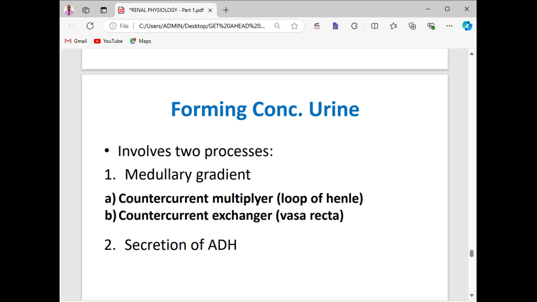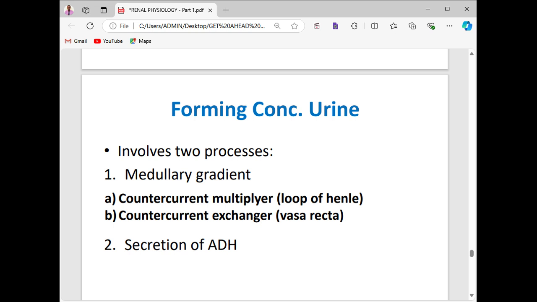We have the descending limb of the loop of Henle, where water and ions, that is sodium, potassium, and chloride, freely diffuse out, and when they diffuse, they increase the interstitial osmolarity. Then the thick ascending limb has to do with active reabsorption of sodium, potassium, and chloride ions without water, which further increases interstitial osmolarity.